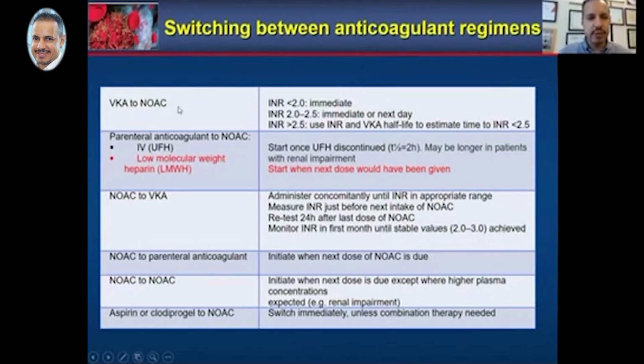And these are the switching regimens between anticoagulants. This is a very important point when you switch from VKA to NOAC: the INR should be less than 2, immediately, or up to 2.5, immediately or the next day. Usually in our clinic, if the INR is 2.5 or less, I switch from VKA to DOAC. And if you have a parenteral anticoagulant to NOAC like enoxaparin, this is very important. If it is BID dosing, at the next due dose of enoxaparin you can use DOAC, and so on. For IV heparin, usually you should start it 2 hours before discontinuation of IV heparin because of the onset of action after 2 hours. NOAC to NOAC, you can switch immediately from one to the other.